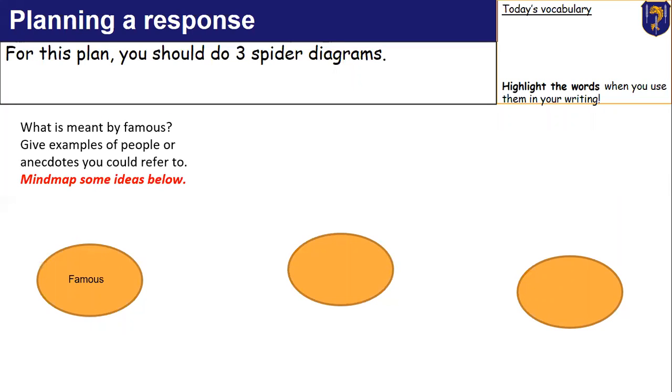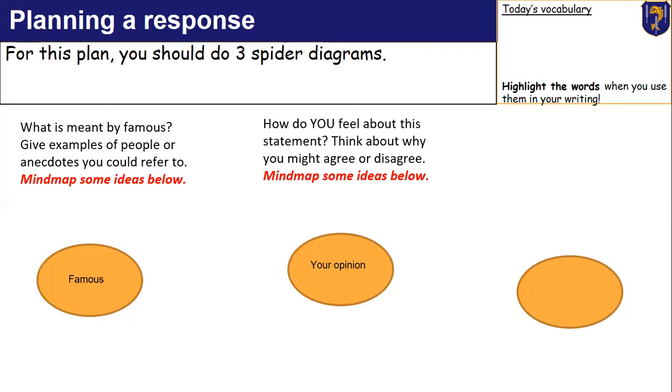That could be from personal experience that you've had with a celebrity. It could be your favorite celebrity, or it could be an example of a celebrity that you think is incredibly stupid and pointless and should not be famous, like the Kardashians, for example. The more specific examples you can use, the better. Just mind mapping some ideas.